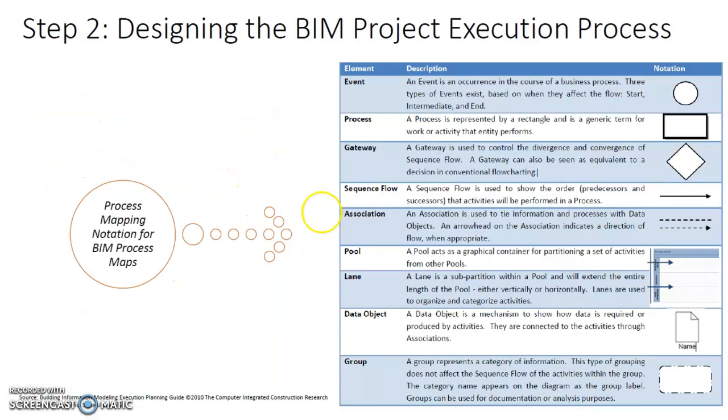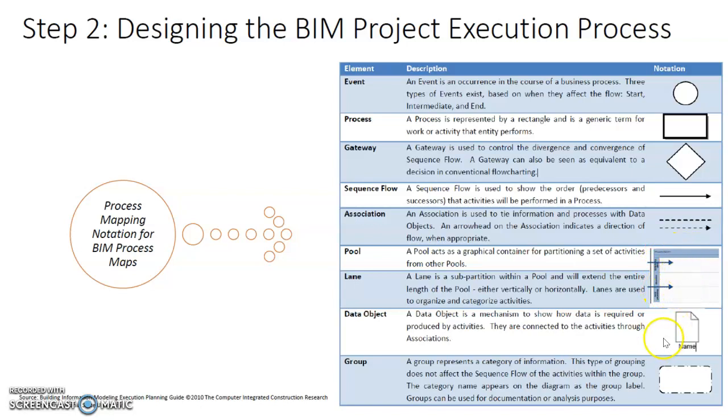Let me show you. This is the process mapping notation typically used for BIM. If you have an event, the notation is a circle. If it's a process, then the notation is a rectangle. If it is a gateway, that means you need to make a decision whether it is yes or no. If yes, then something will happen. If no, then something else will happen. We normally use a diamond. And then for the sequence flow, we use an arrow. For association, we use a dotted line or dotted arrow. And then the pool or the lane is basically something like the interface here.